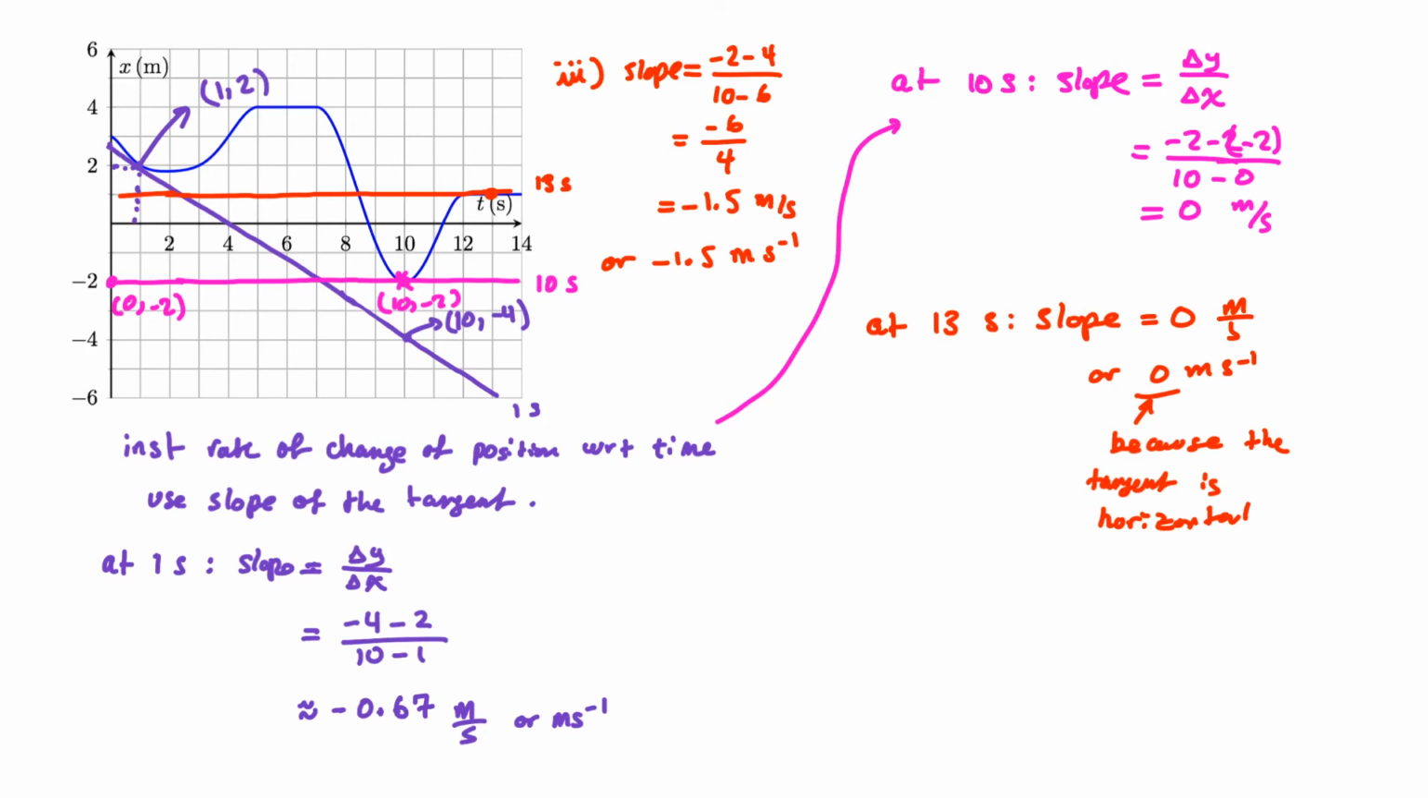So this is how you find instantaneous rate of change using a tangent or slope of a tangent, and you find the average rate of change between two variables using the slope between 2 points.